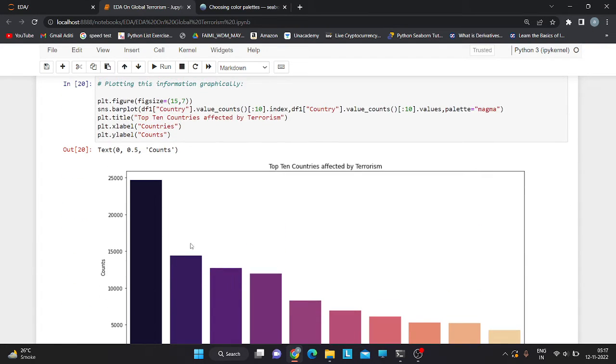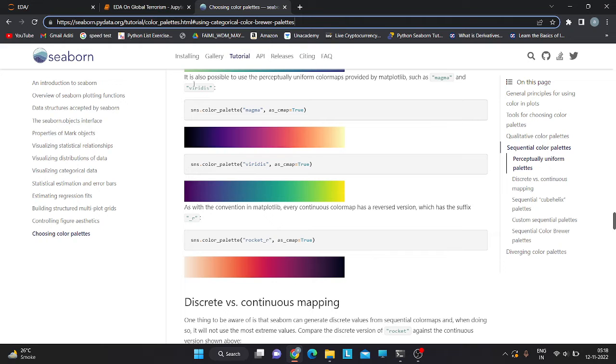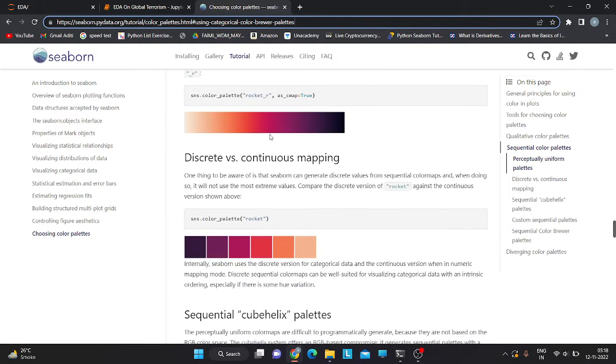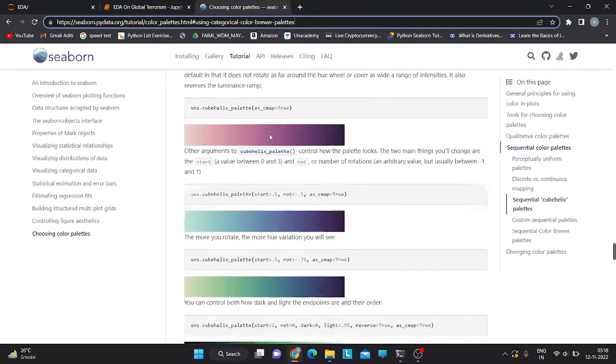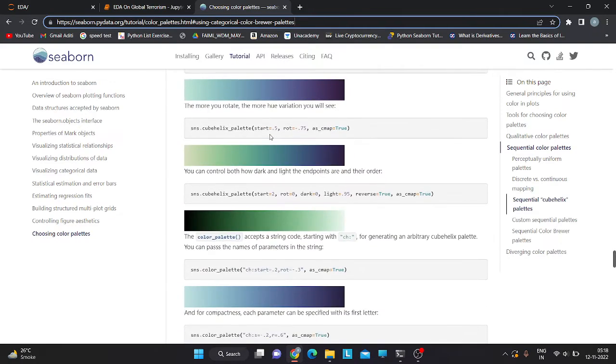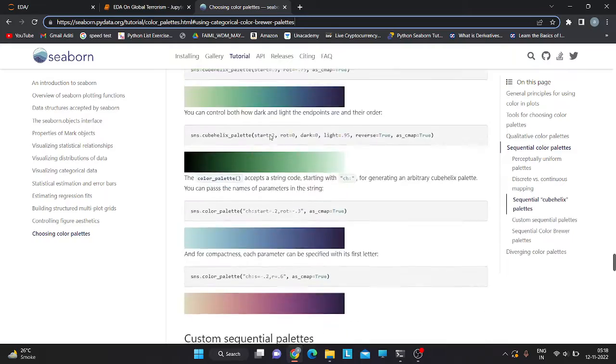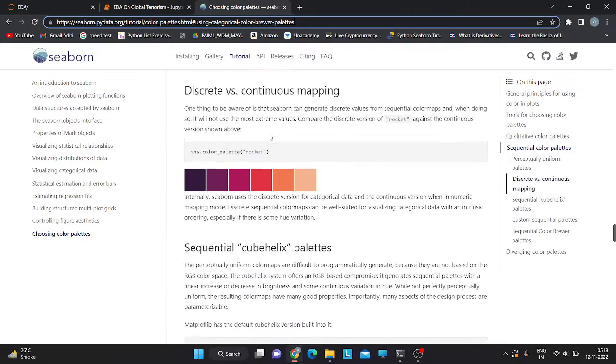So we have plotted this information graphically. Here I have used palette as magma. You can use any palette whichever you want. Now choosing the palette is very easy. We just have to go to this Seaborn documentation, wherein there is information given of different palettes. You can use any of the palettes that you like. I've used magma in this case.